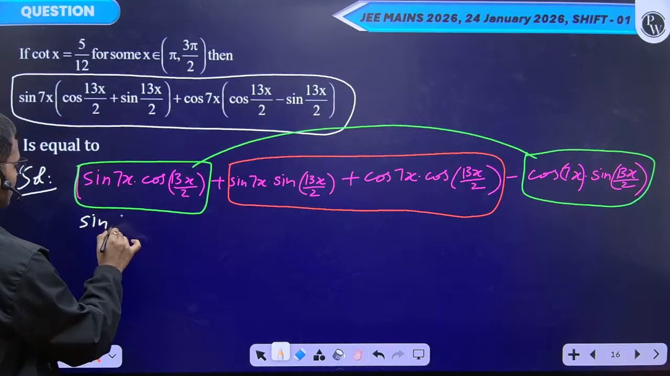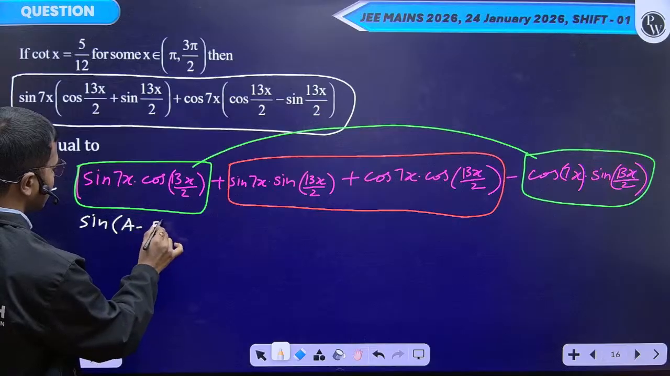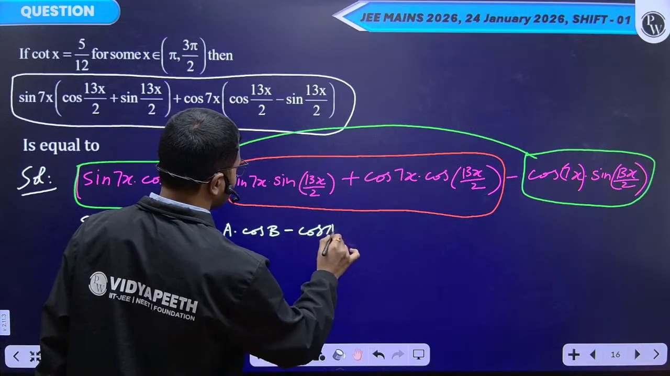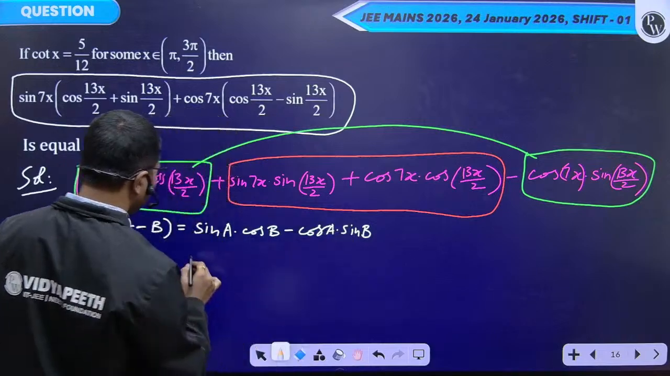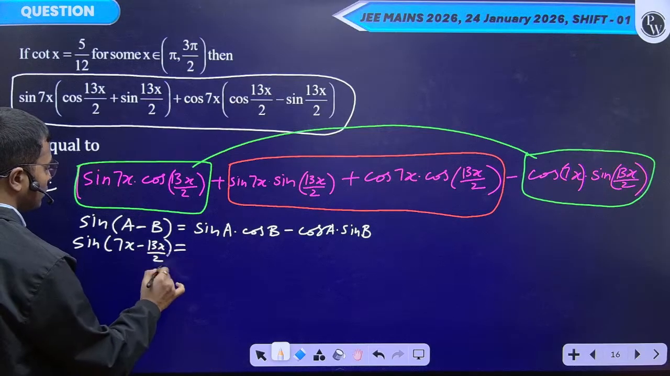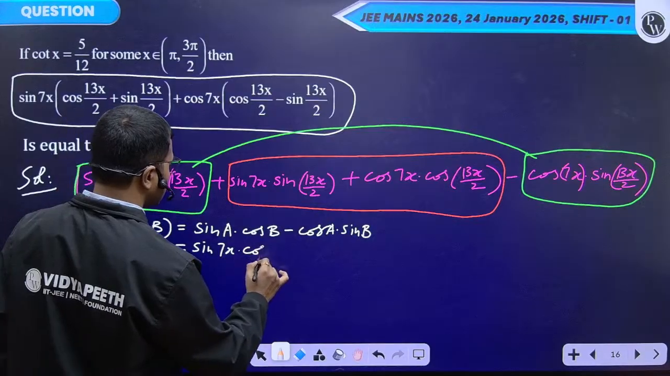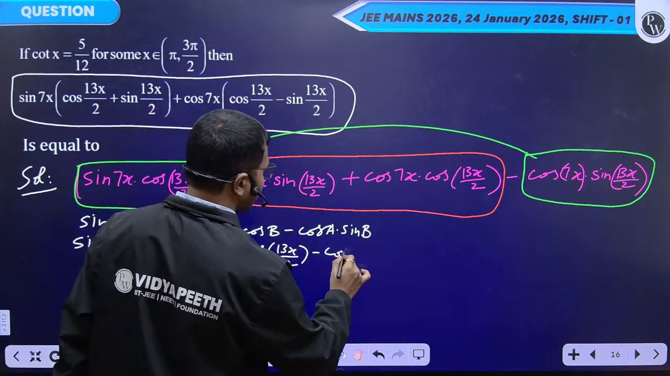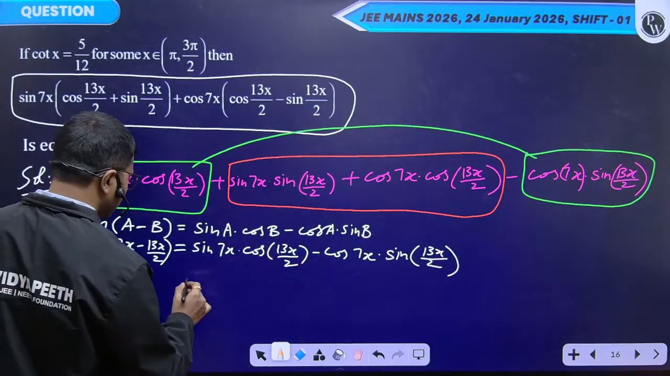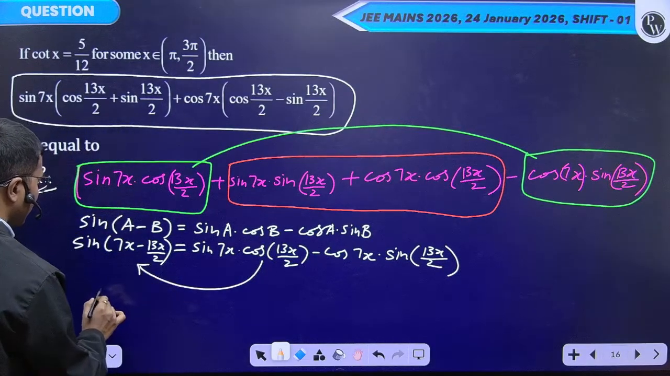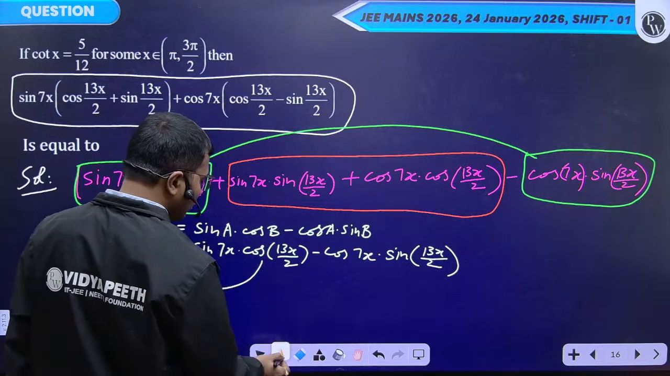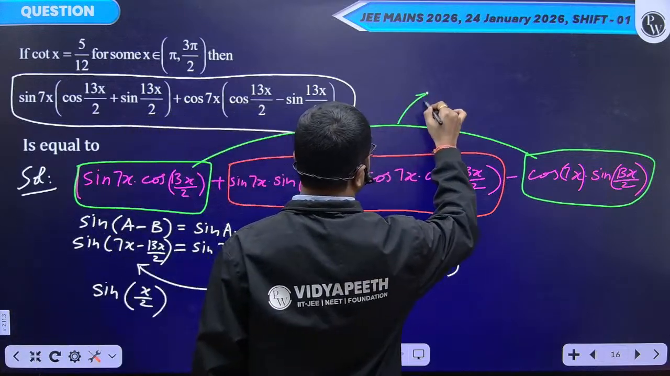For green, we are using the formula sin of a minus b. What is the sin of a minus b formula? Sin a cos b minus cos a sin b. So in the place of a we have 7x, and in the place of b we have 13x by 2. That is sin 7x into cos 13x by 2 minus cos 7x into sin 13x by 2. We use this formula from right to left. So what do I get finally? Sin of x by 2. So this green combination will give us the value sin of x by 2.